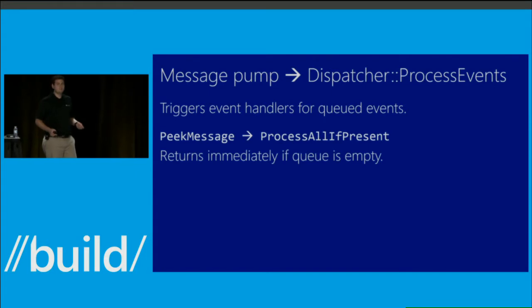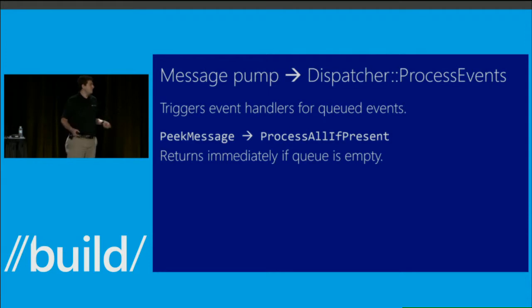So one of the arguments to ProcessEvents is an enum. And for example, if previously you used the PeekMessage API, now you will use the ProcessAllIfPresent enum when calling ProcessEvents. The behavior of this API is that it will process all events that have been enqueued since the previous call to ProcessEvents. But if there are no currently enqueued events, the call returns immediately.